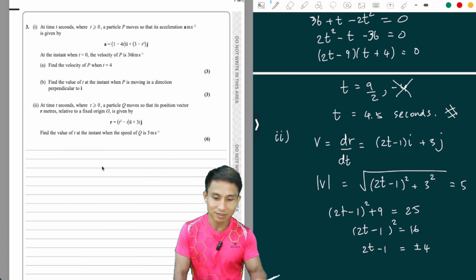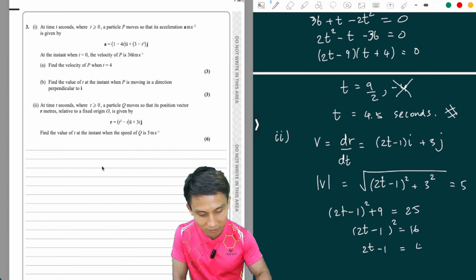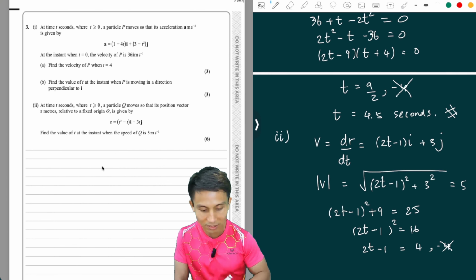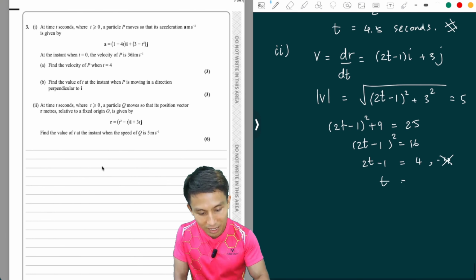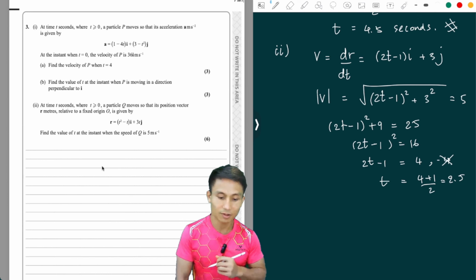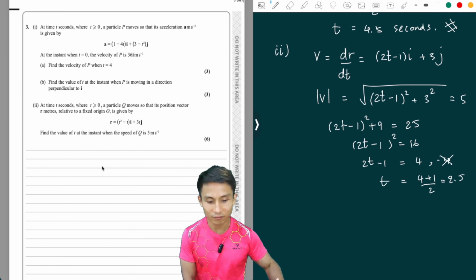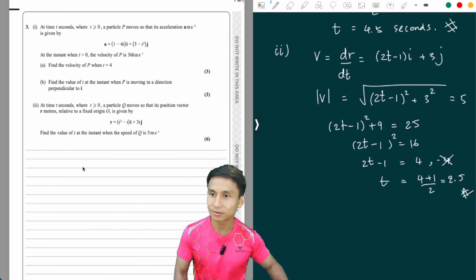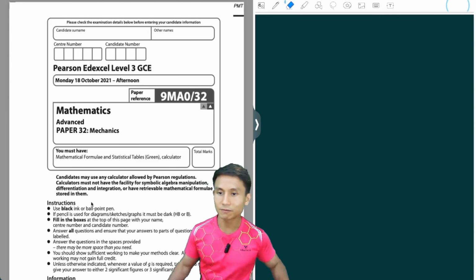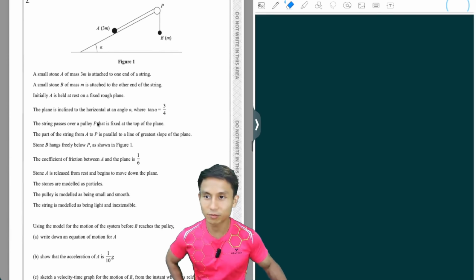Well, the minus doesn't make sense because you're going to get a negative time. So I'm just going to say 4 here and minus 4, but rejecting minus 4 there. Time is then equal to 4 plus 1 over 2, which is 2.5 seconds, right? So that is the value of t, 2.5 seconds. Answer, okay?